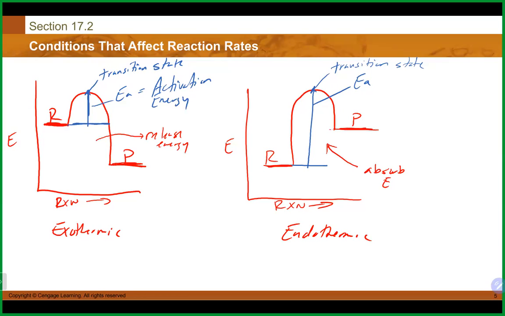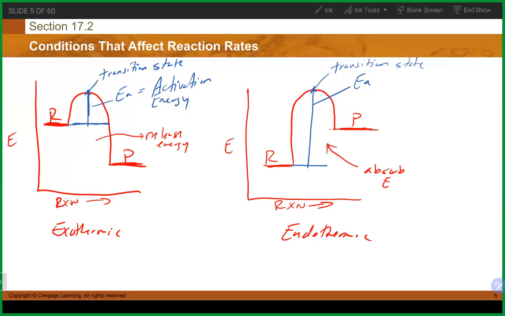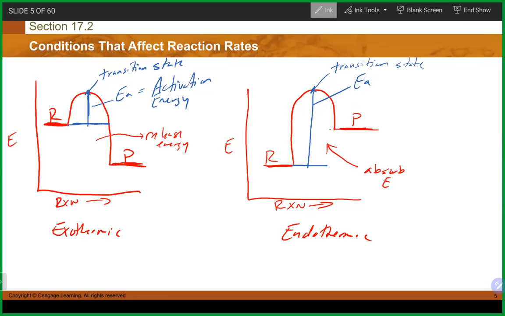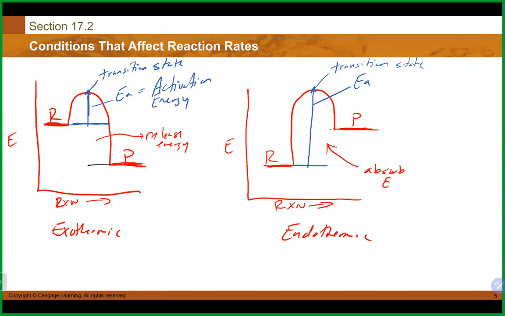So here, if we look at our exothermic diagram, we take the difference between where the products end up and where the reactants end up. That's our delta H of a reaction. And in this case, our products are actually lower in energy than our reactants. So when we subtract the two, we end up with a negative value for our delta H.